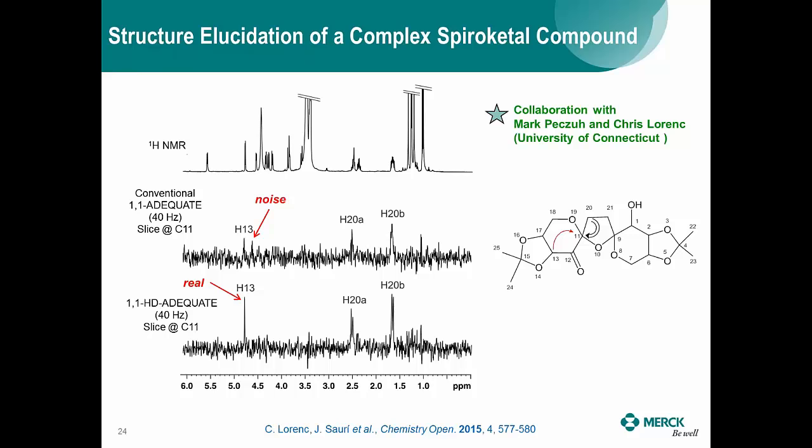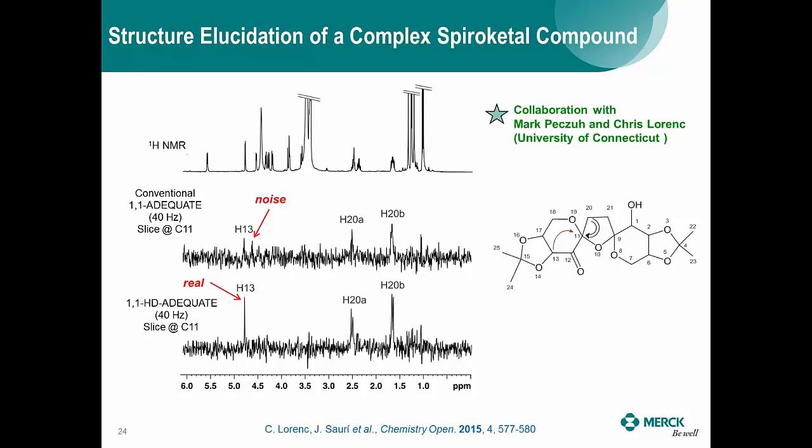We can see from the conventional 1,1-ADEQUATE two multiplets corresponding to the one-bond carbon-carbon correlation, so basically from protons 20. Those appear as complex multiplets, as you can see, because of the proton-proton coupling constant. But also there was something that we were not sure whether it was a real signal coming from proton 13 or it was just noise.